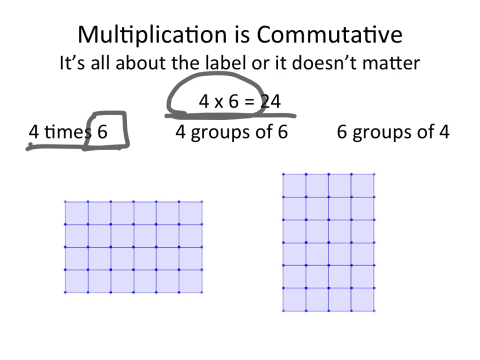So in our arrays here, we have 1, 2, 3, 4, 5, 6, and we have 4 groups of 6. And in this array, we have 1, 2, 3, 4, but we have 6 groups of 4, and they can see that they are the same. Arrays are nice this way also because we can tilt and turn, and students can actually see that the answer will be the same.